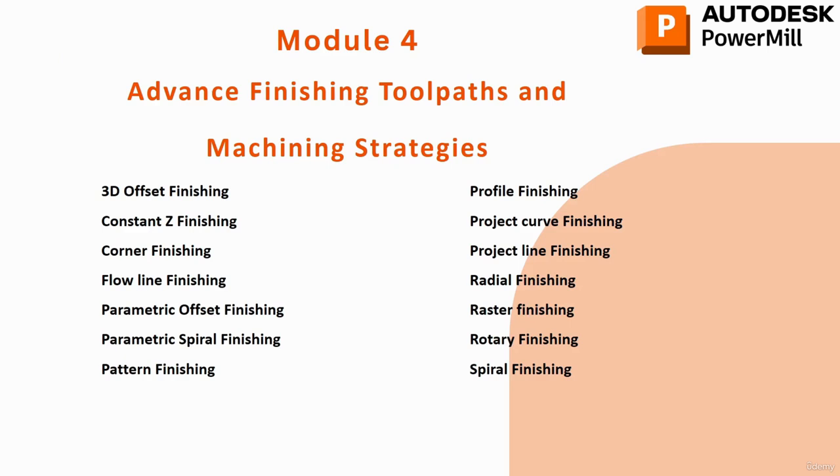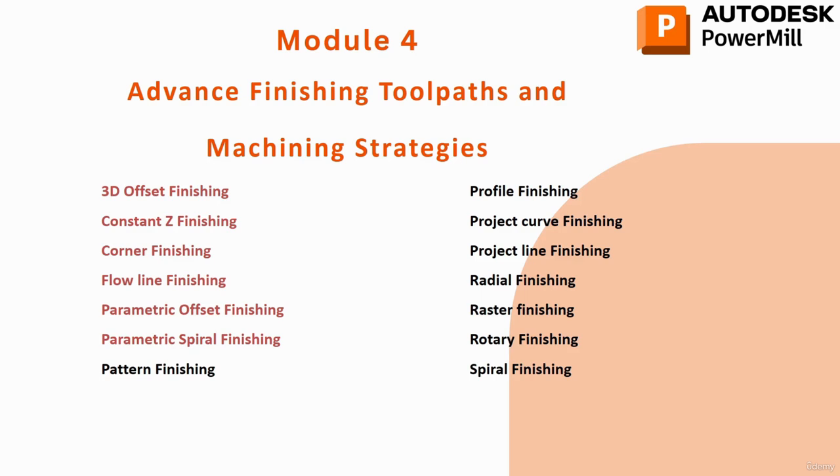So we have started module number 4 and we have covered the 3D offset finishing, constant Z finishing, corner finishing, flow line finishing, and the last video was all about the parametric offset finishing. I hope you understand all these finishing operations which we have done, and the last one especially, because the last one, the parametric offset finishing, is just related to the parametric spiral finishing.